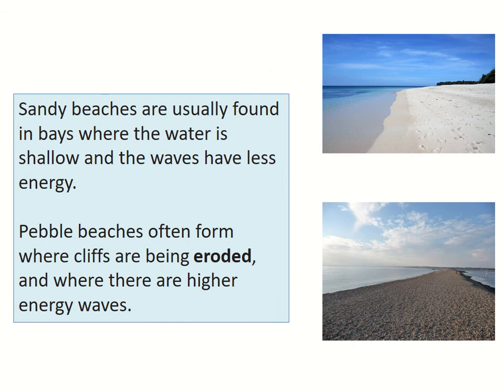And here we go with a bit extra here. There are 2 main types of beaches. We have a sandy beach and a pebble beach. Sandy beaches are usually found where the waves have less energy, and pebble beaches are often found where they've got higher energy, because if they've got higher energy, that means they're able to transport larger pieces of that cliff.